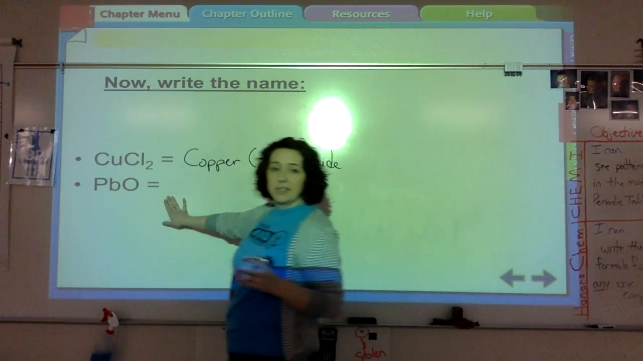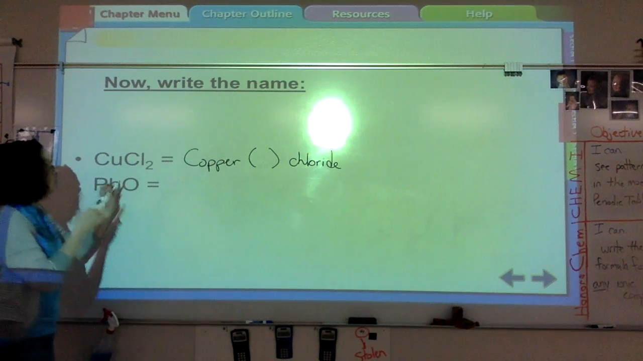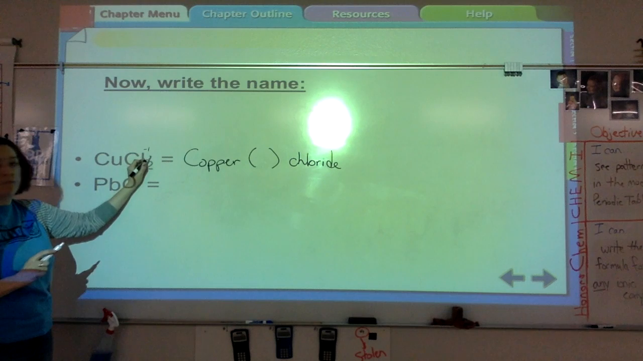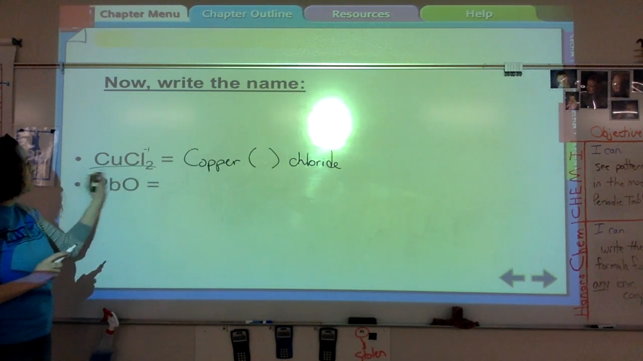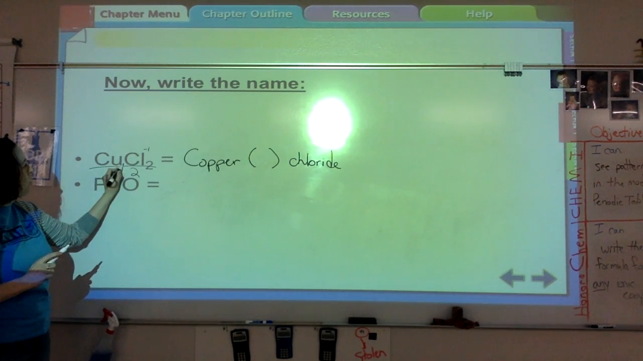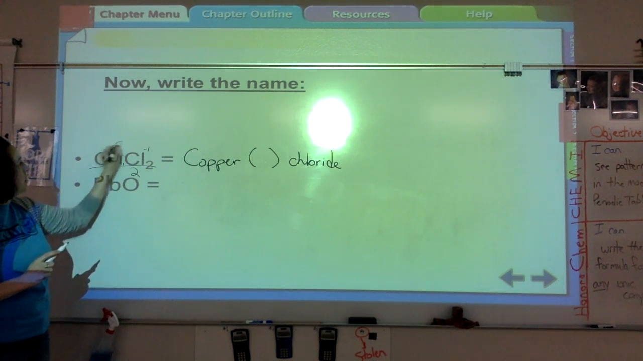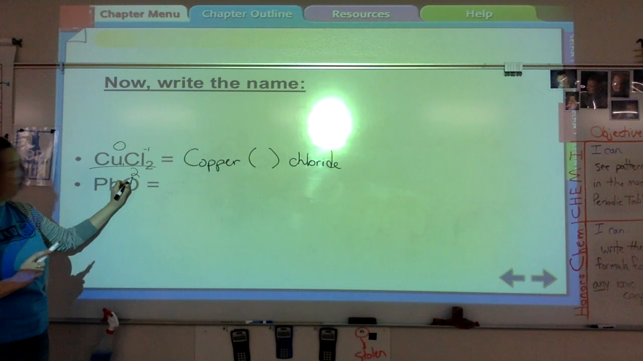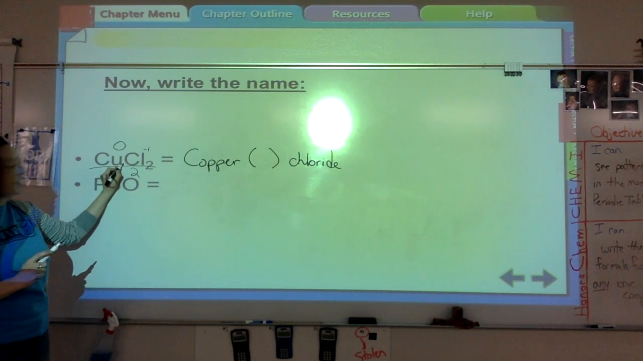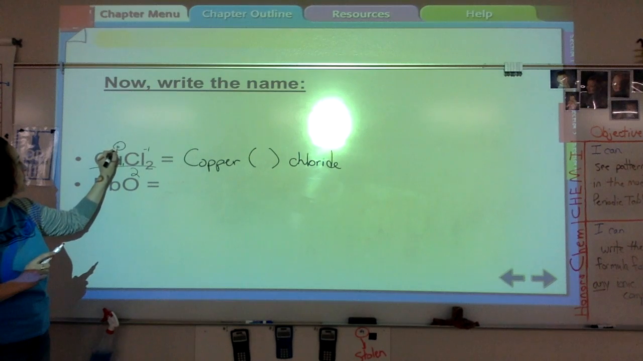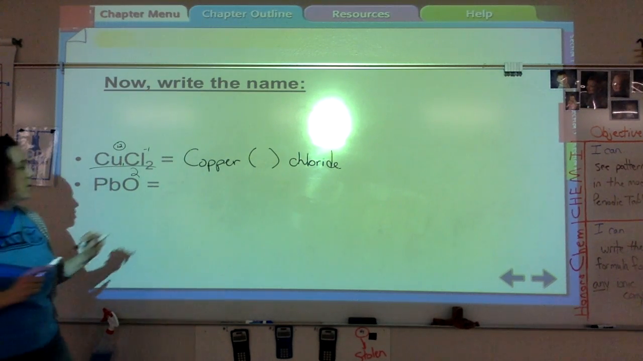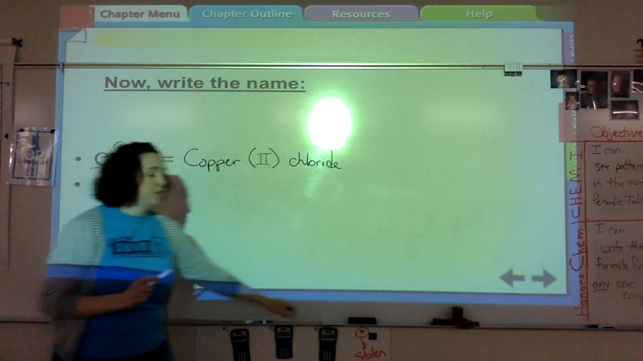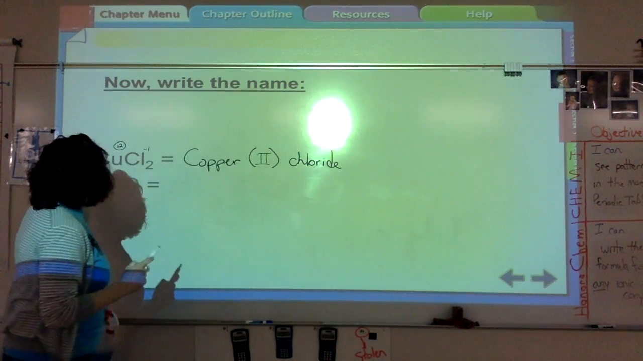Okay, so we look at the formula to come up with a Roman numeral. Chlorine is always a negative 1, and we have 2 of them. So if you multiply those, you get 2. We have 1 copper, so what does our charge have to be so that we get the least common multiple of 2? What times 1 gives us the least common multiple of 2? And the answer is a plus 2. So our Roman numeral is a 2. So the name is copper 2 chloride.